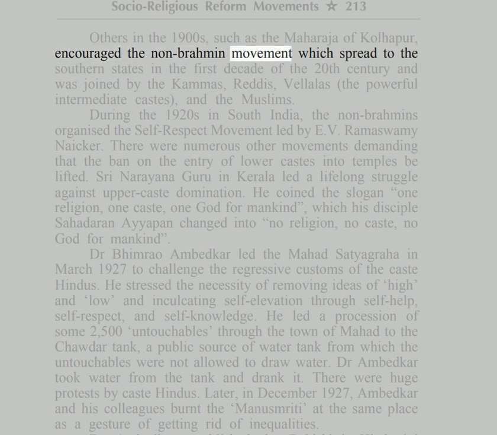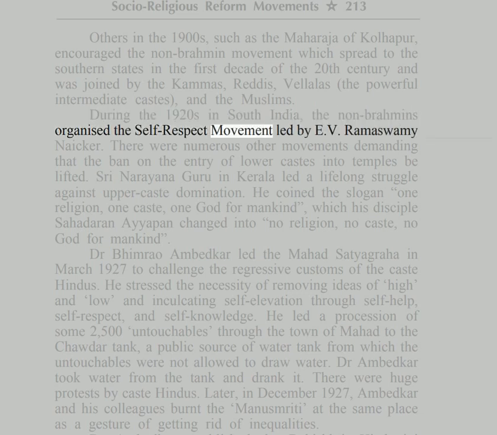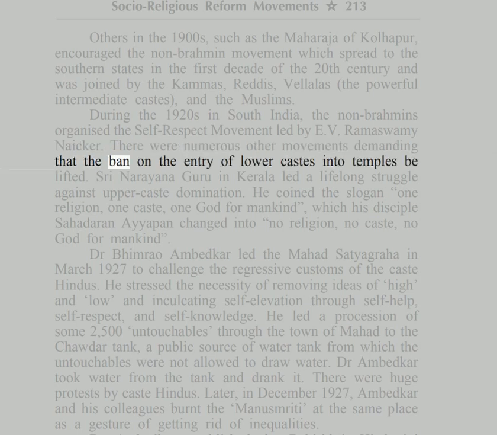movement which spread to the southern states in the first decade of the 20th century and was joined by the Kammas, Reddys, Velalas, the powerful intermediate castes, and the Muslims. During the 1920s in South India, the non-Brahmins organized the self-respect movement led by E.V. Ramaswamy Naicker. There were numerous other movements demanding that the ban on the entry of lower castes into temples be lifted. Sri Narayana Guru in Kerala led a lifelong struggle against upper caste domination.